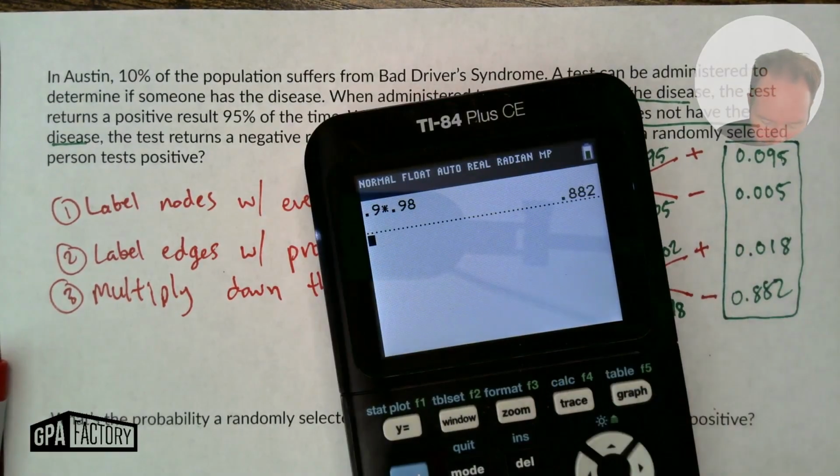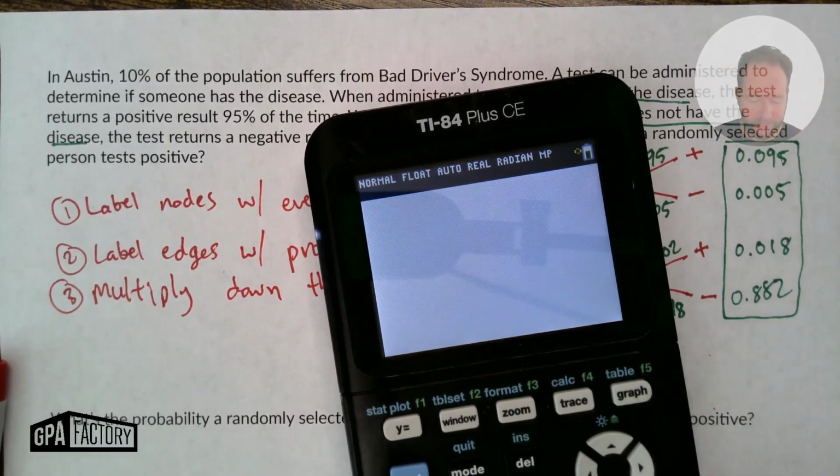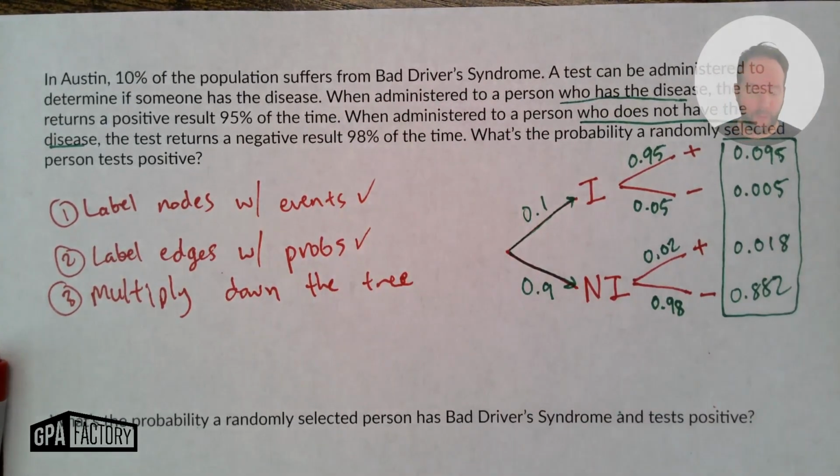In fact, let's just do that. 0.95 plus 0.005 plus 0.018 plus 0.882. I should get 1 and I do. So I know, at least I'm pretty sure, every value on the right is correct.